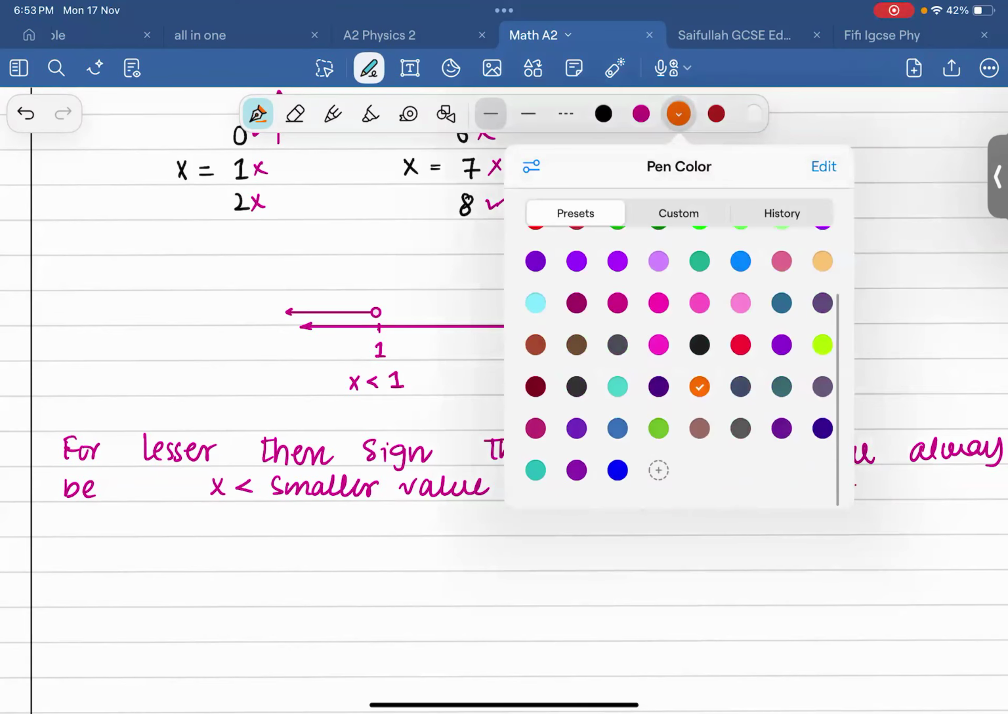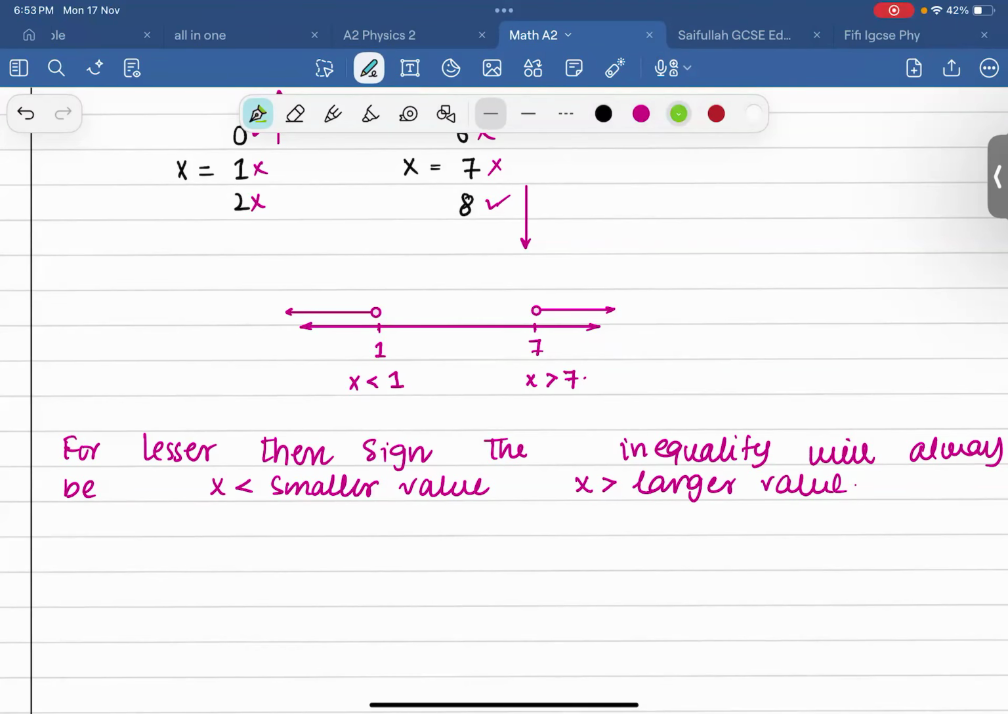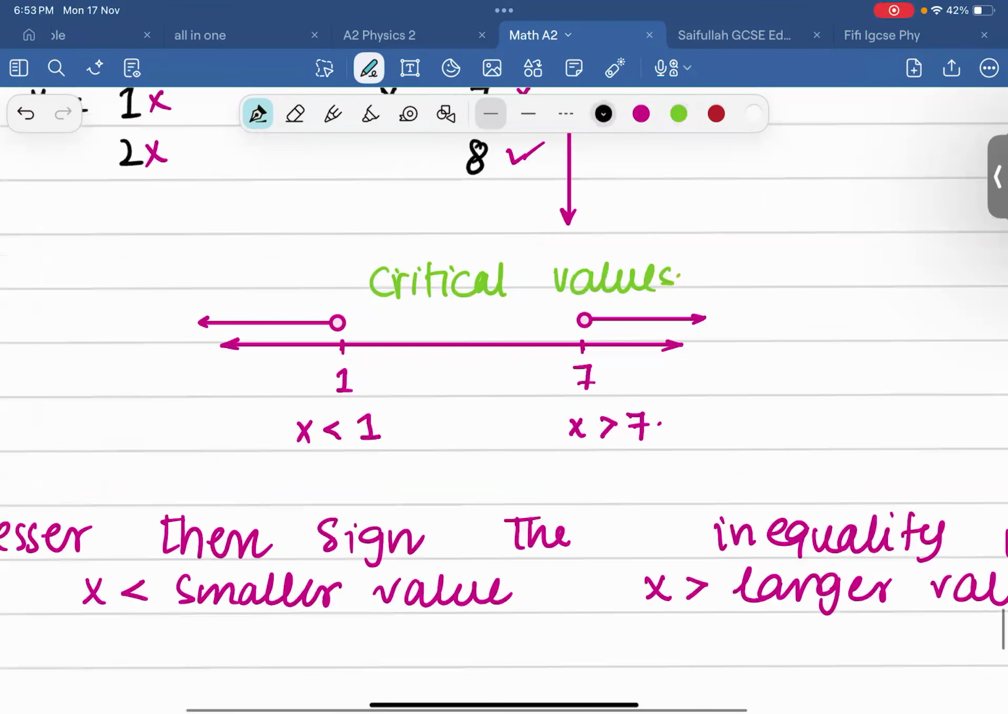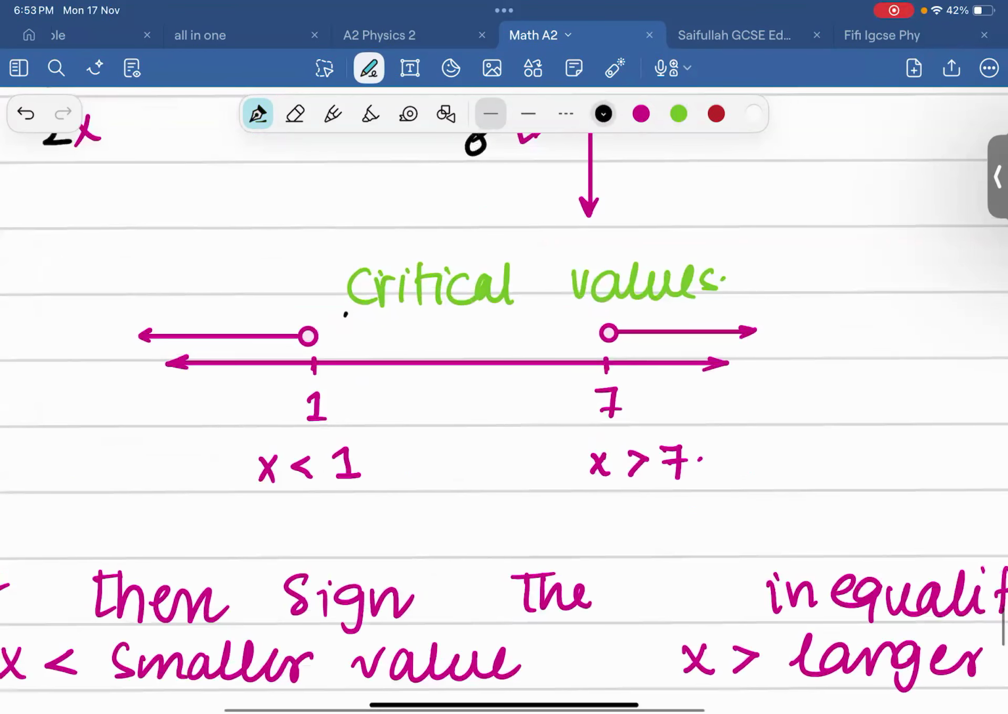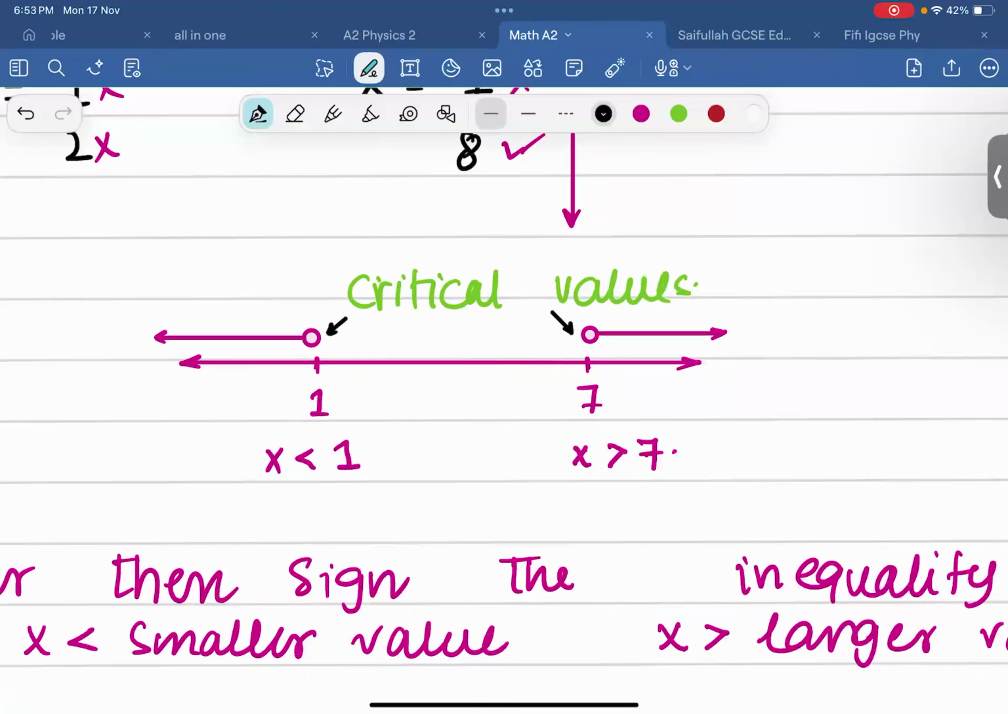Okay, so these are the critical values. This one, and that one, right? Is that clear, guys? One last question.